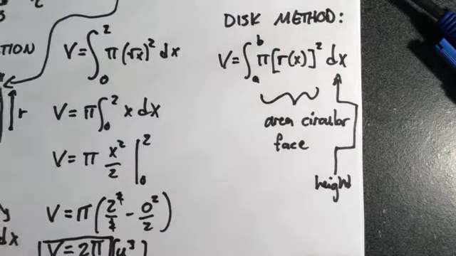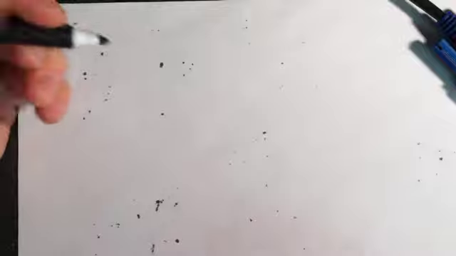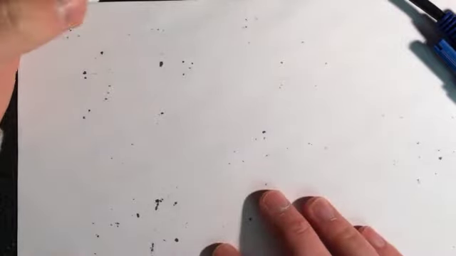Fantastic. I'm going to show you one more example, and then you can go ahead and do this in the book. I think it's chapter 6.2. I don't know. Just look up disk method. You can use a table of contents. So let's do one more. We'll do some more difficult ones in class, but just to show you one more example.